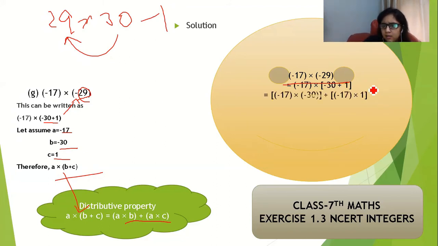And in the next step what I will do, I will multiply this 17 by 30, then I will put the sign of plus, and then I will multiply this 17 by 1, just like the right hand side of the distributive property. So my next equation will become minus 17 multiplied by minus 30 plus minus 17 multiplied by 1. I have multiplied this 17 by 30 first in the first bracket, then I have put this plus sign as it is, and in the next bracket I will multiply this 17 by 1.